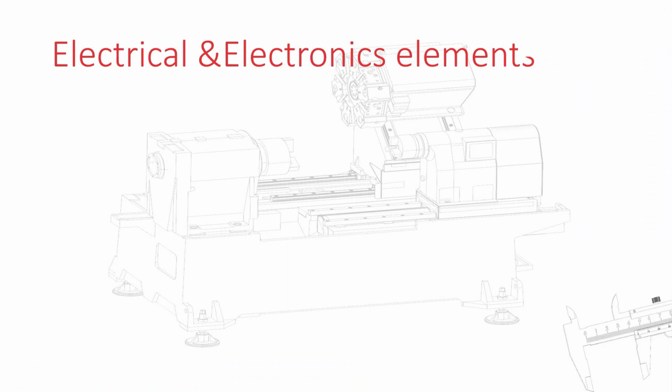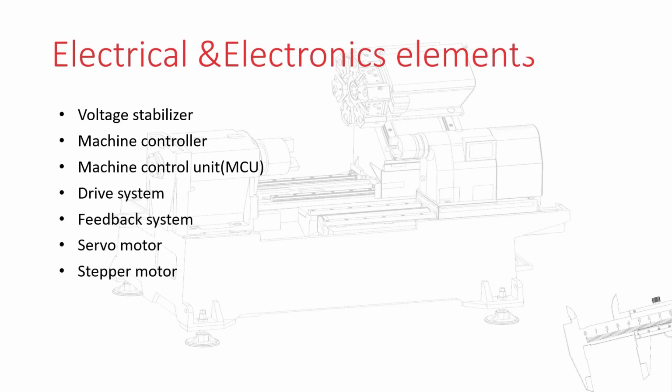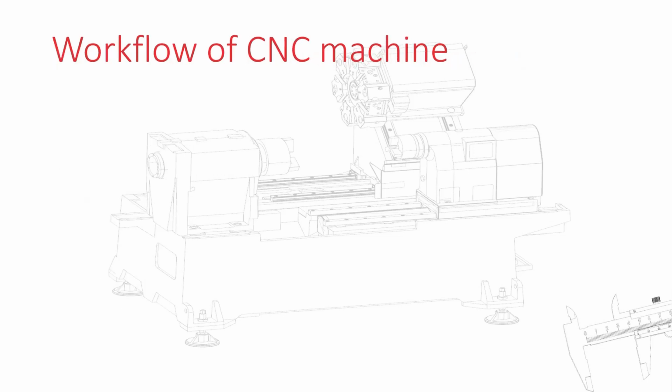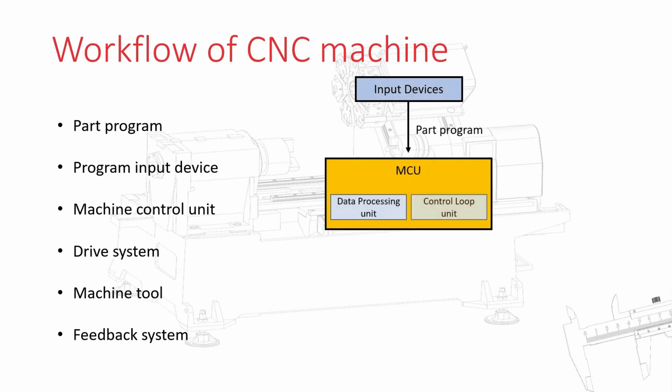Different electrical and electronics elements in a CNC turning machine. They are voltage stabilizer, machine controller, machine control unit (MCU), drive system, feedback system, servo motor, stepper motor, encoders. Workflow of CNC machine. Part program, program input device, machine control unit, drive system, machine tool, feedback system. First, the part program is inserted into the MCU of the CNC.